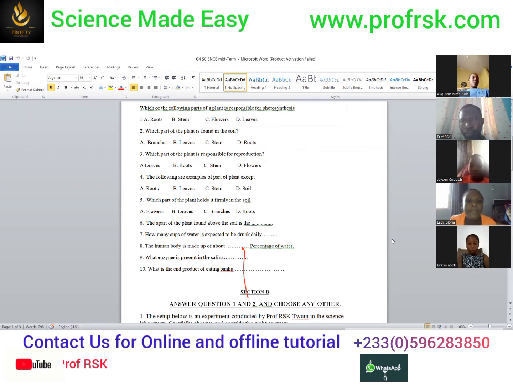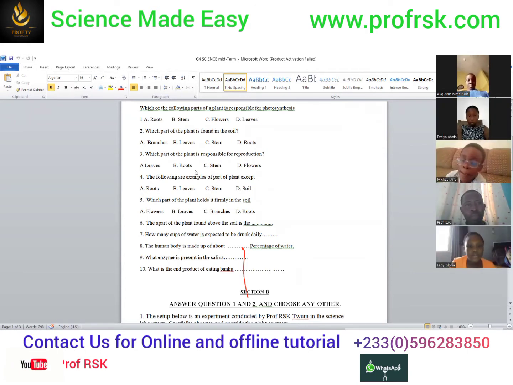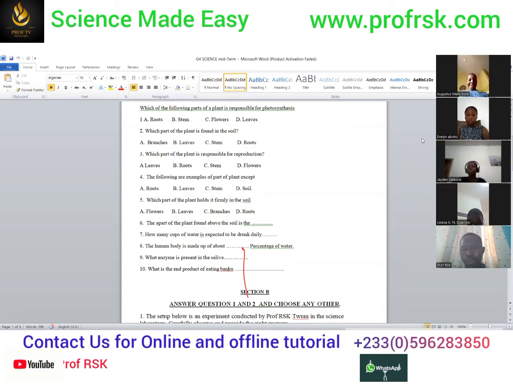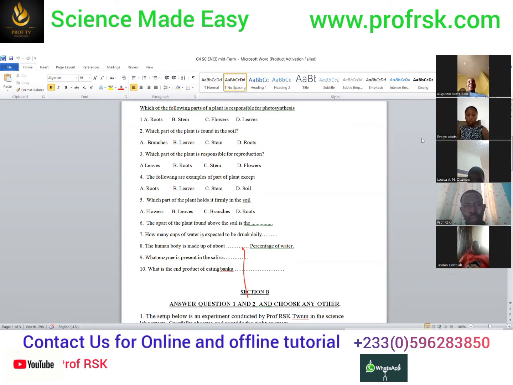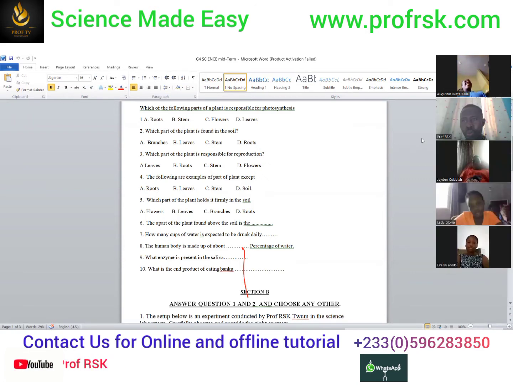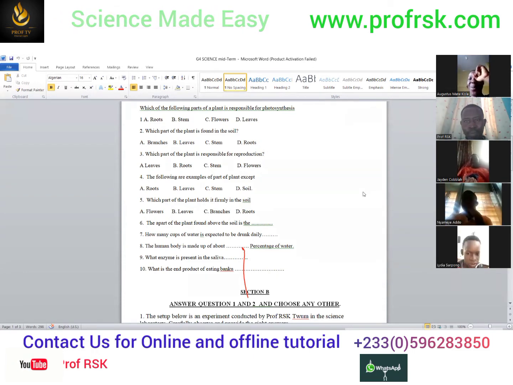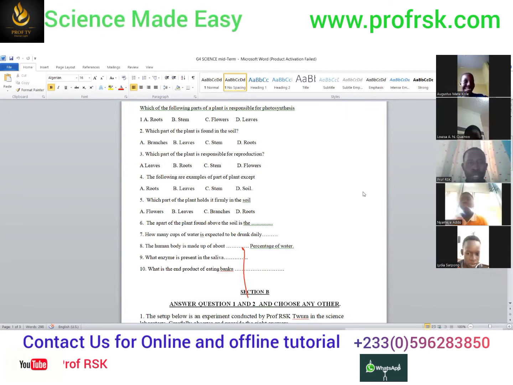Which part of the plant is responsible for reproduction? So which part of the plant is responsible for reproduction? Yes, Mantekoli. The flowers. Mantekoli, can you explain why the flowers are responsible for reproduction? Why do you say so? Do you have any idea? No, please. All right, so let me explain.